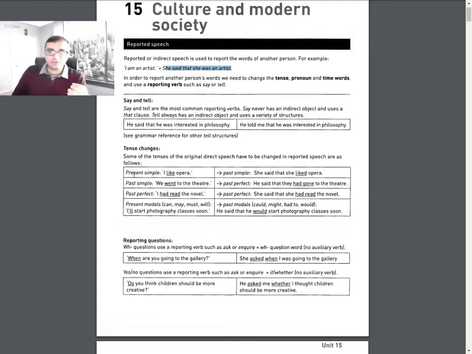Let's go, for example, if we get some grammar rules here. For example, present simple: I like opera. But if it's simple, remember, the grammar will all the time stay in the same box of the grammar, not change. So present simple goes back to the past simple. So she said that she liked opera. We're still in the simple form. Now, if we go past simple, we went to the theater. Now, in this case, past perfect. He said that they had gone to the theater.